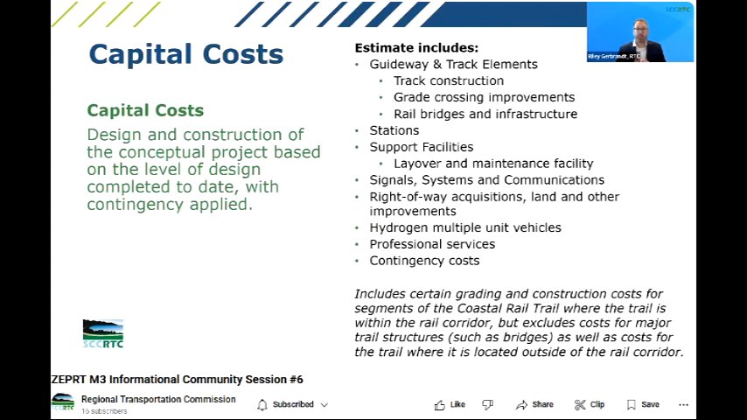The vehicles themselves, identifying hydrogen multiple unit vehicles in the project's cost. The professional services I mentioned to develop these further into final design, as well as contingency costs, which I mentioned as well. And it includes some certain grading construction costs associated with the coastal rail trail as well. And that's where the trail is located within the rail corridor.